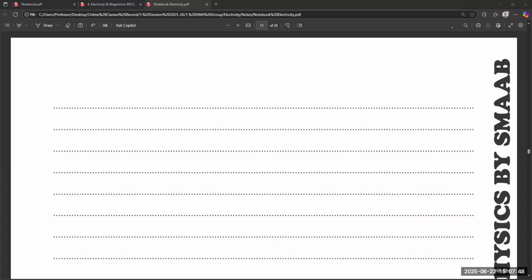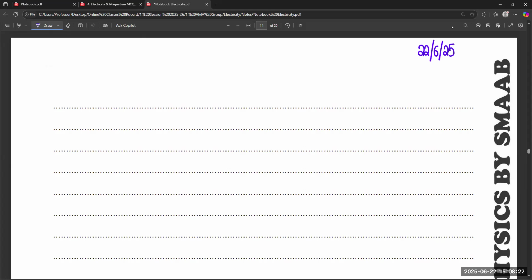Okay, so after the combination of resistance and the factors affecting resistance, we discussed the formula last time. We also solved some practice questions related to the combination of resistance, on how to apply the formula of series and parallel combination. So after that concept of resistance, we have electrical energy and electrical power concepts also in the electricity chapter.